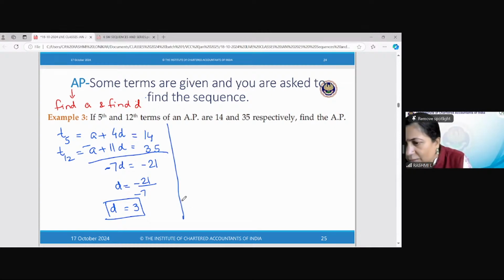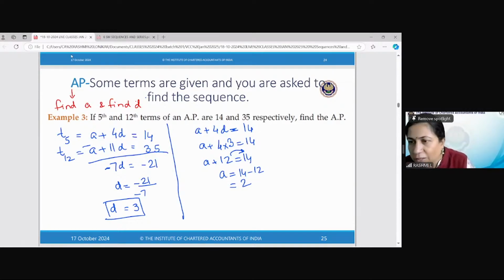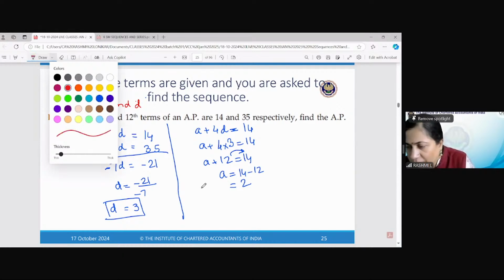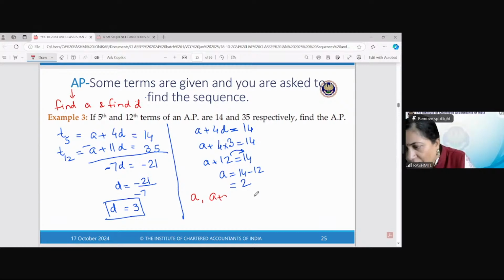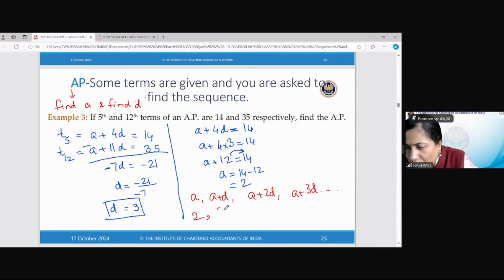So I write A plus 4D is equal to 14. A plus 4 into 3 is equal to 14. So A plus 12 is equal to 14. Taking plus 12 to the other side, it becomes minus, so A is equal to 14 minus 12. The answer is 2. Yes, Pavan, exactly, you're getting it right. So what will the answer be? The arithmetic progression can be written as A, A plus D, A plus 2D, A plus 3D and so on. Our A is 2, and A plus D means 2 plus 3, and A plus 2D means 2 plus 2 into 3, which is 6.